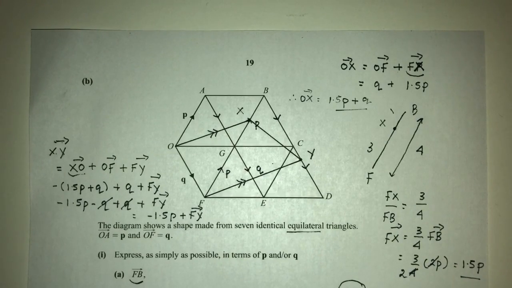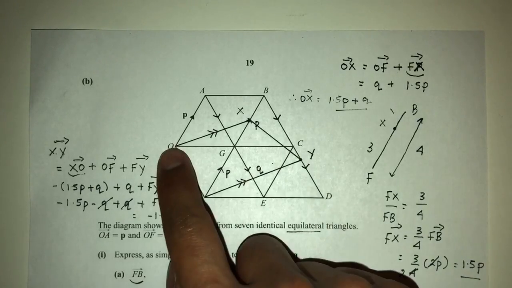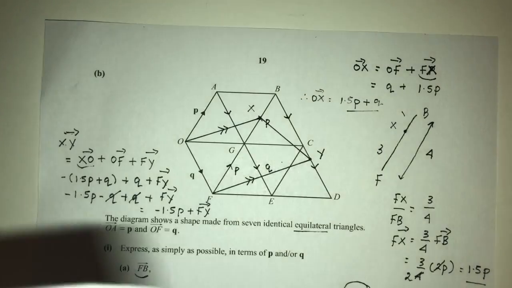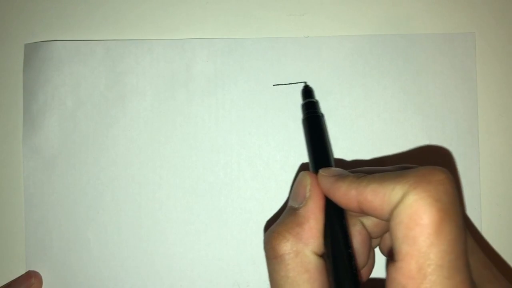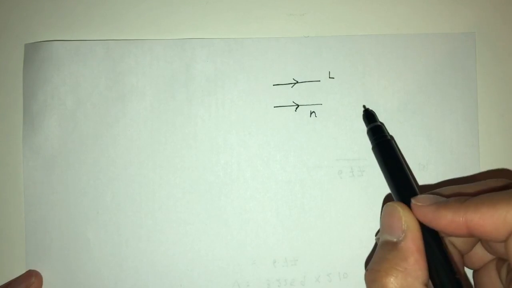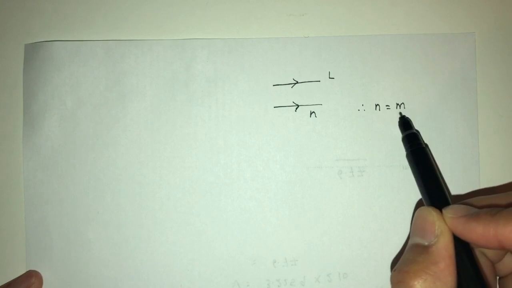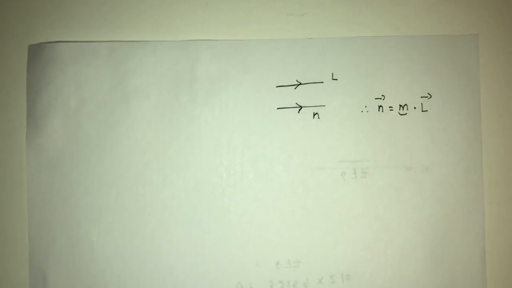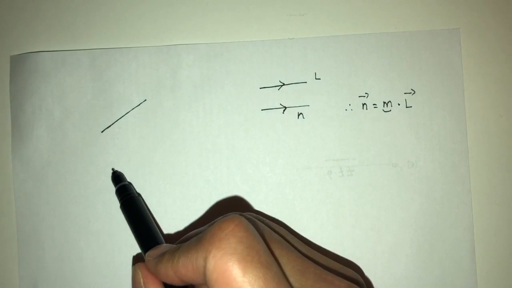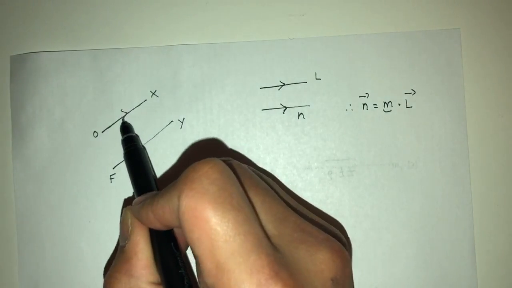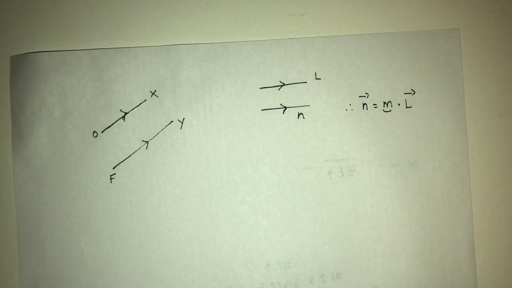Now, if you observe, we can see that Fy and OX, we say they are parallel. So we can form an equation from that. So let me write this down. So if we know there's two lines which are parallel to each other, for example, this is line L, this is line N, we can say that N is a multiple, which is a constant, times L. So if they are parallel, we can have an equation like this. Now same way, we can see that this is Fy, and OX, they are parallel because we know they form a trapezium, right? That's why. So we can form an equation like this.